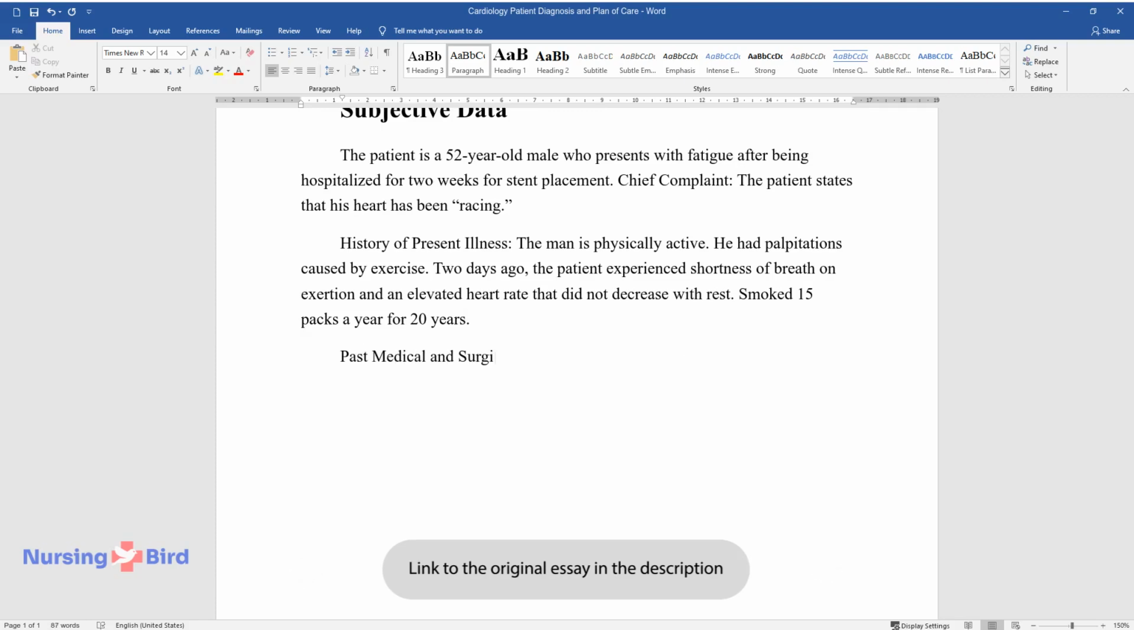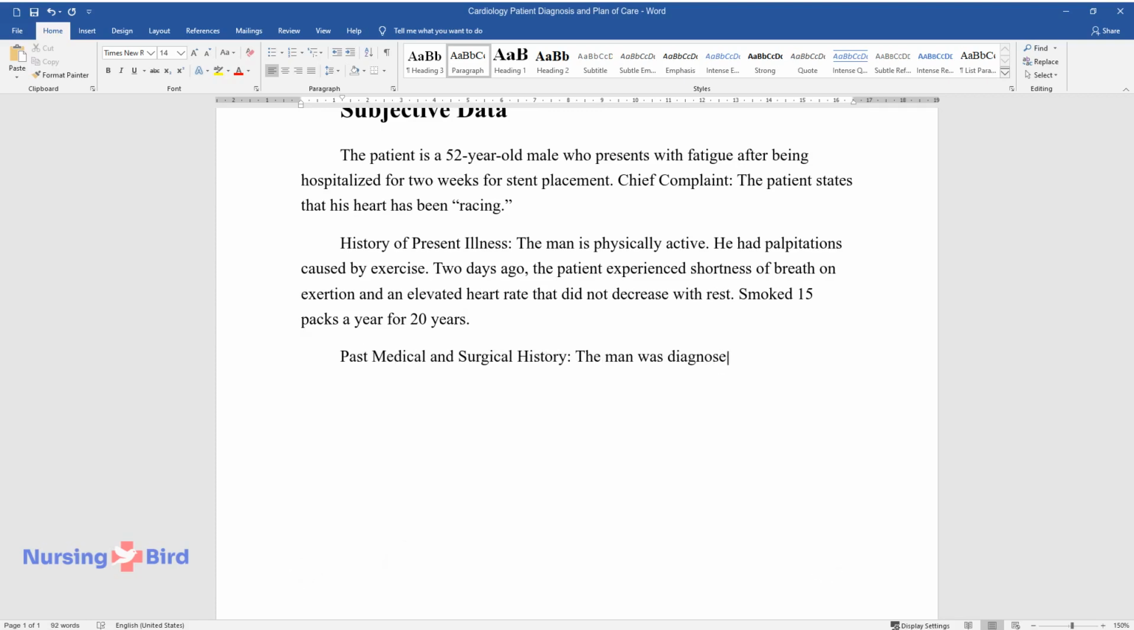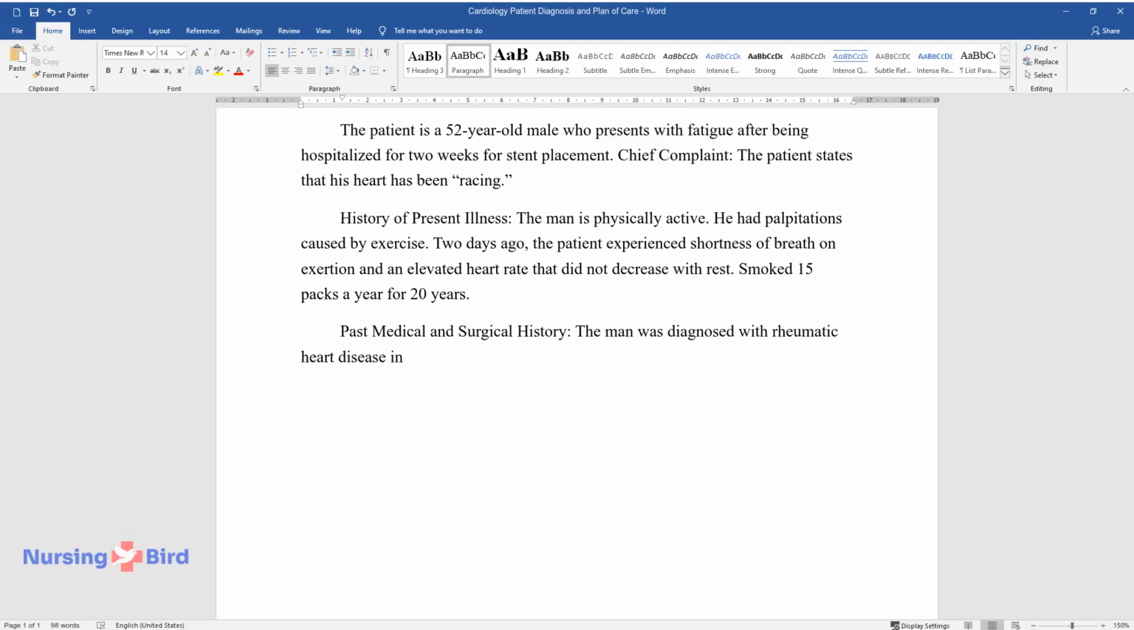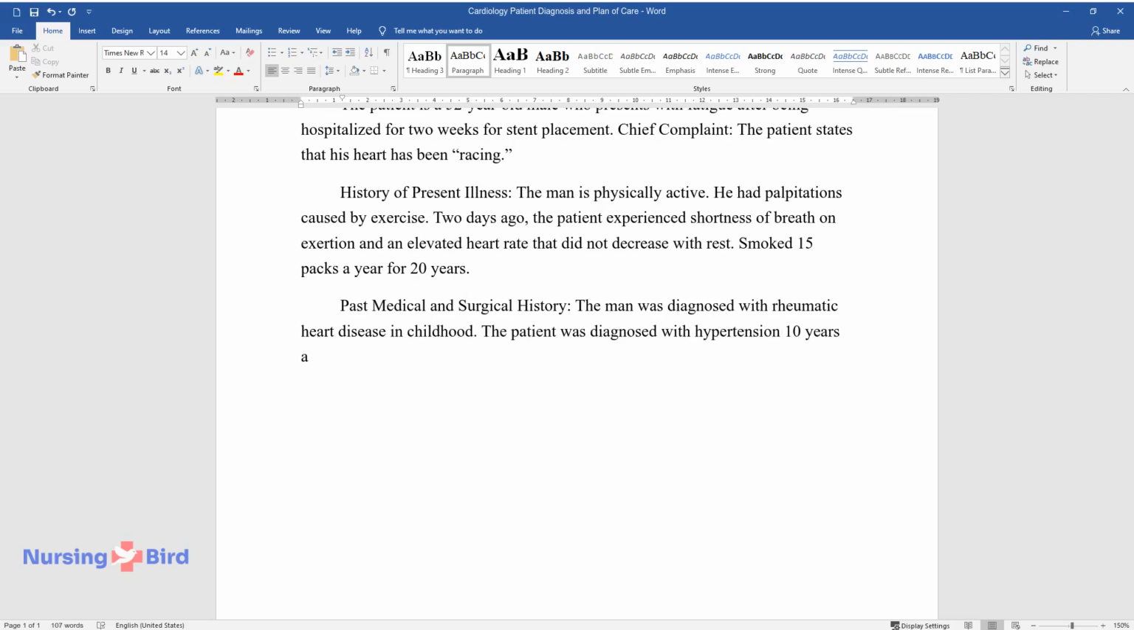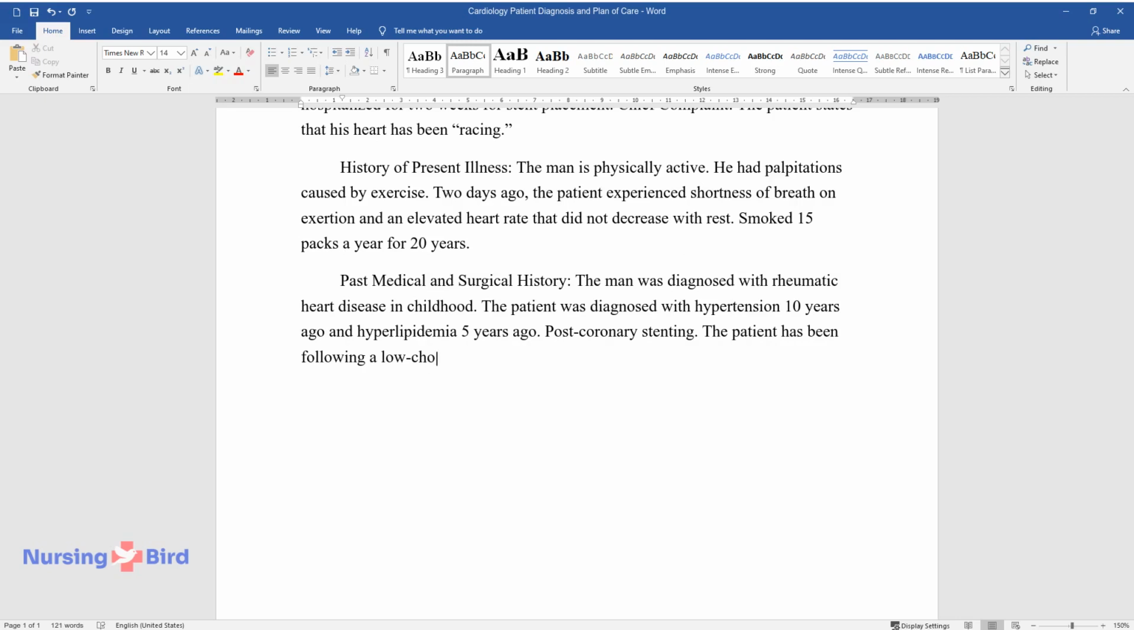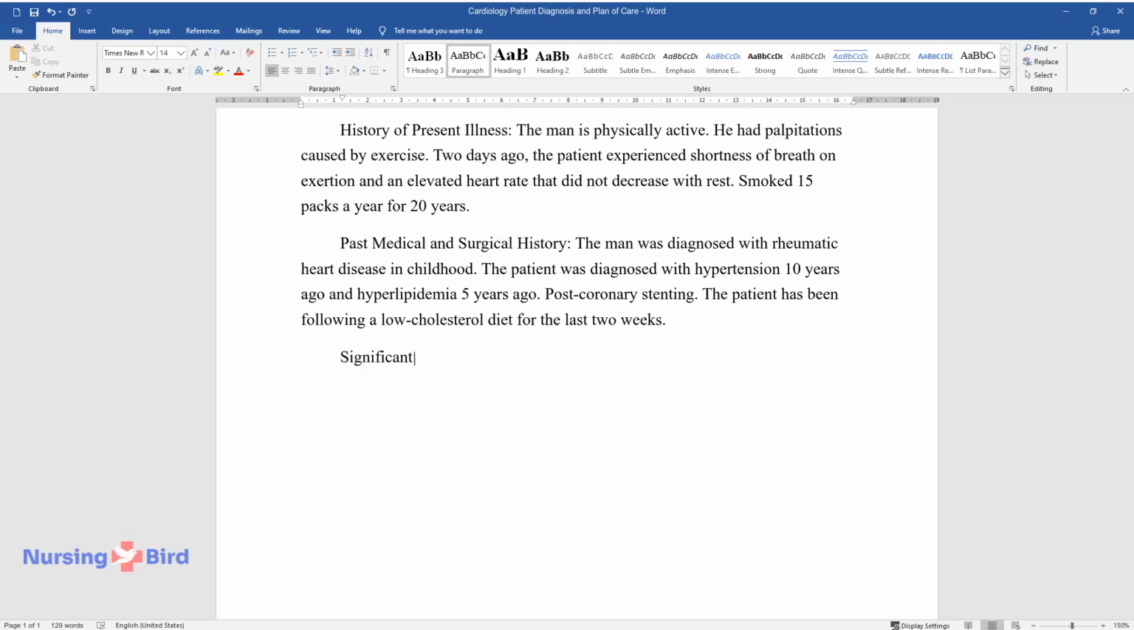Past medical and surgical history: the man was diagnosed with rheumatic heart disease in childhood. The patient was diagnosed with hypertension 10 years ago and hyperlipidemia 5 years ago. Post-coronary stenting, the patient has been following a low cholesterol diet for the last 2 weeks. Significant family and social history: non-contributory.